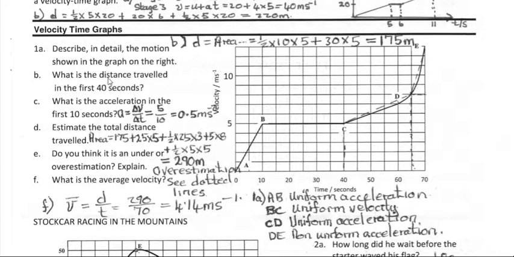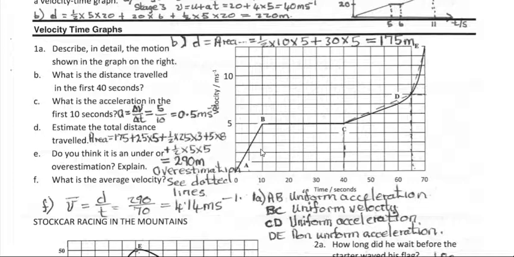Part B, what is the distance travelled in the first 40 seconds? So 0 to 40 there, that's the first 40 seconds. The distance travelled is the total area under the graph. So we've got the area of a triangle here and the area of a rectangle here, so we have to add up those two areas.